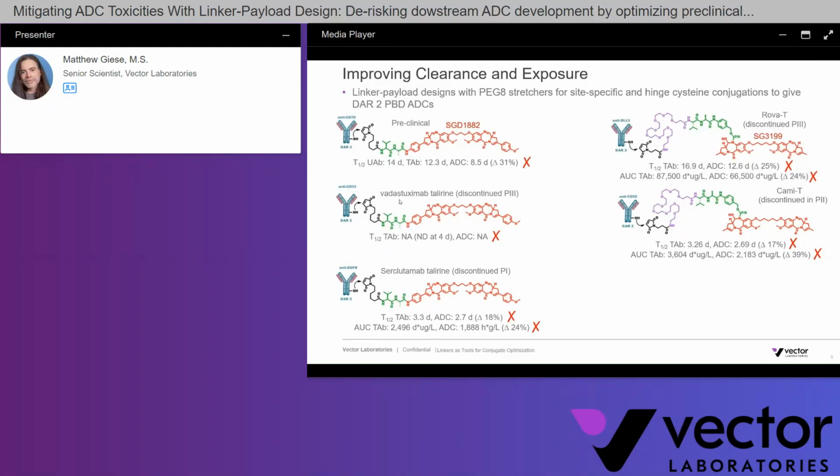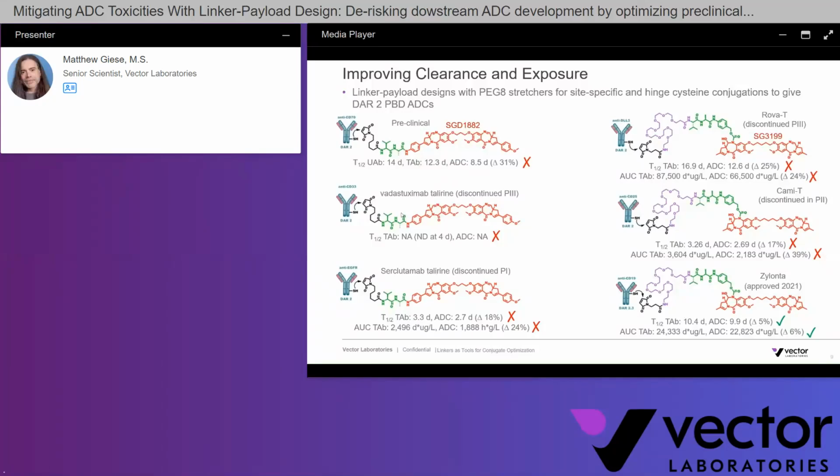In the studies on the left, it was found that conjugating talirine to the hinge cysteines resulted in significant aggregation, and this could be ameliorated with that site-specific conjugation strategy. However, this redesigned linker payload allowed hinge cysteine conjugation to be revisited. So changing the conjugation site back to the hinge cysteines and targeting a different antigen provided this ADC, which now has a small delta, a long half-life, and a good exposure. And this is Zynlonta that was approved in 2021.